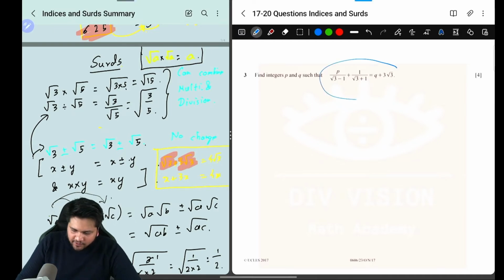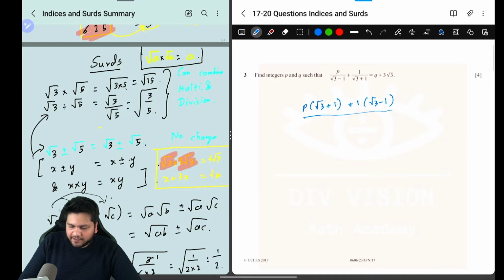So as you can see, I have selected one question which is like normal calculation. So let's see. So here, as they have given, find integers p and q such that p upon root 3 minus 1, whatever this equation is. So we'll start with the left hand side. So we'll get p times root 3 plus 1 by cross multiplication, plus 1 times root 3 minus 1 upon, as you can see in the denominator, it is root 3 minus 1 into root 3 plus 1. So it's nothing but a minus b, a plus b. So it's going to be root 3 square minus 1 square, is nothing but q plus 3 root 3 as it is.